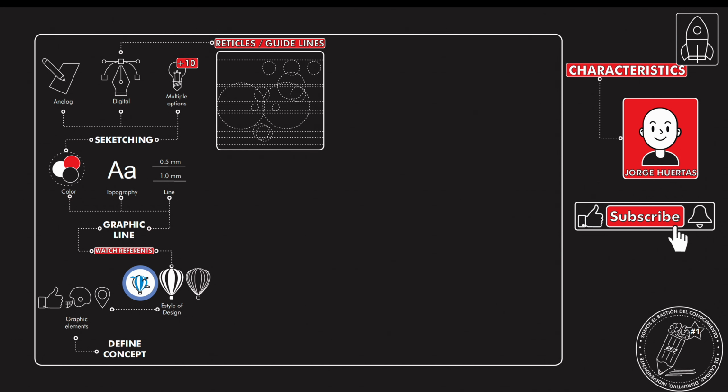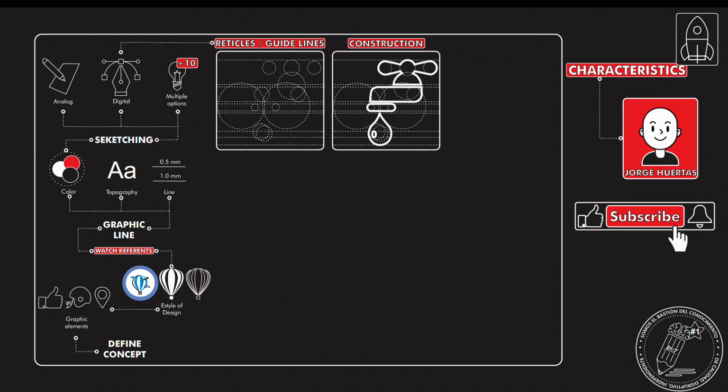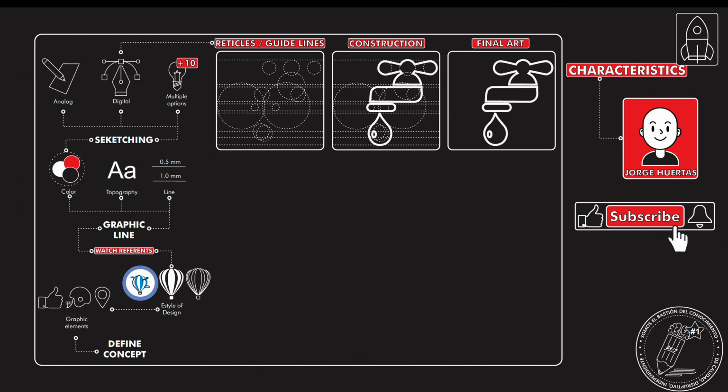And the process that you use with the grids, guidelines, or reticles is the following. The first is that you start distributing all the different components depending on what you want to create. Then you start making the construction and creating all the different alternatives. And of course, you will have the final art.